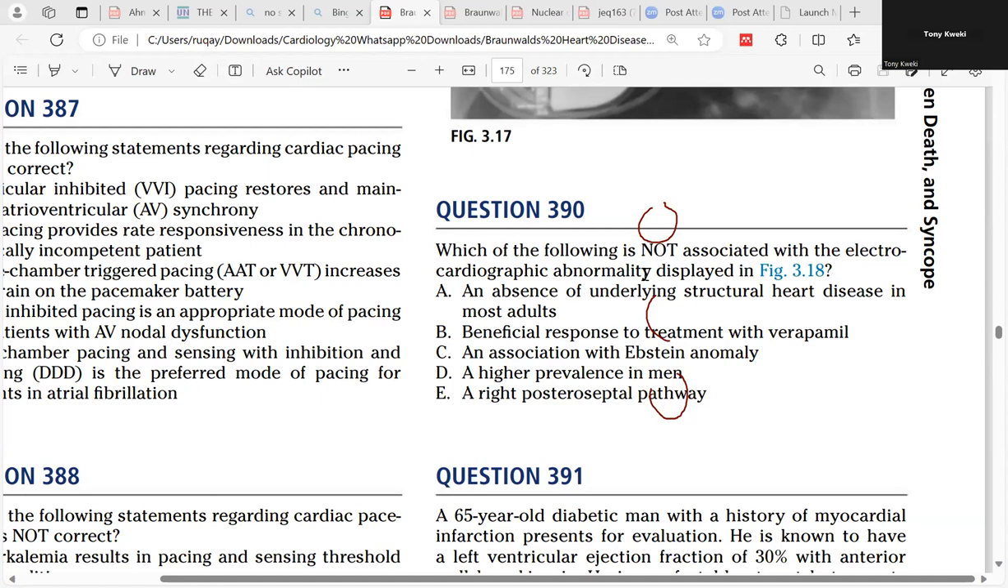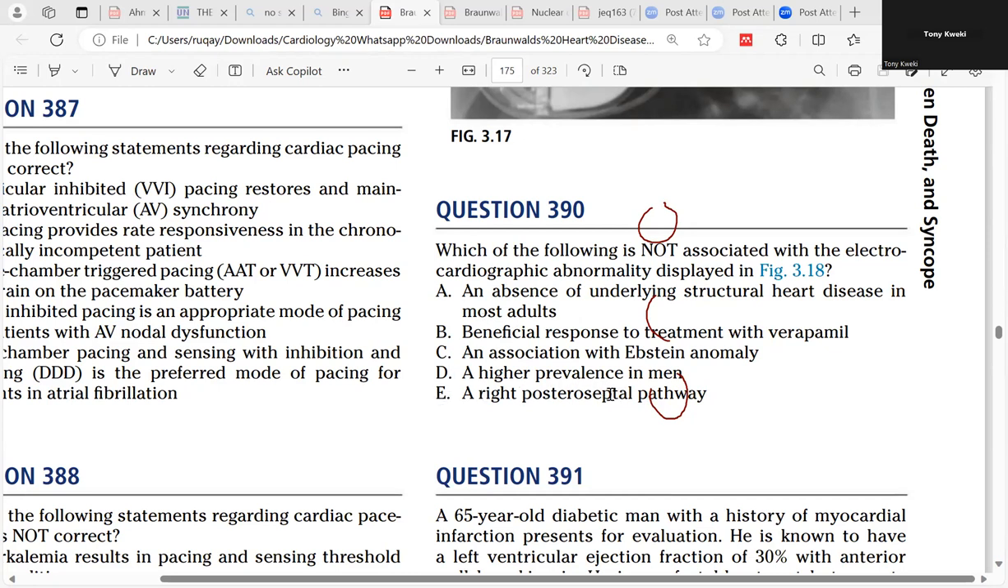So we try to eliminate. We know that B, we don't give verapamil because it's an AV nodal blocking agent. And if we block the AV node, then we will accelerate transmission through the accessory pathway. So that takes out B. C, an association with Ebstein anomaly. This is very true. Accessory pathway arrhythmias and SVTs are common in Ebstein anomaly. So this is true. So we're looking for one false answer. Absence of underlying structural heart disease in most adults. This is false.